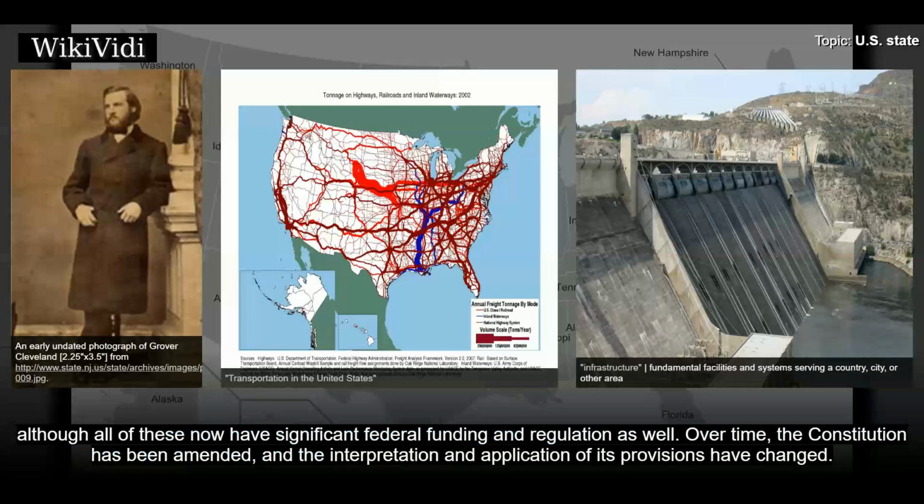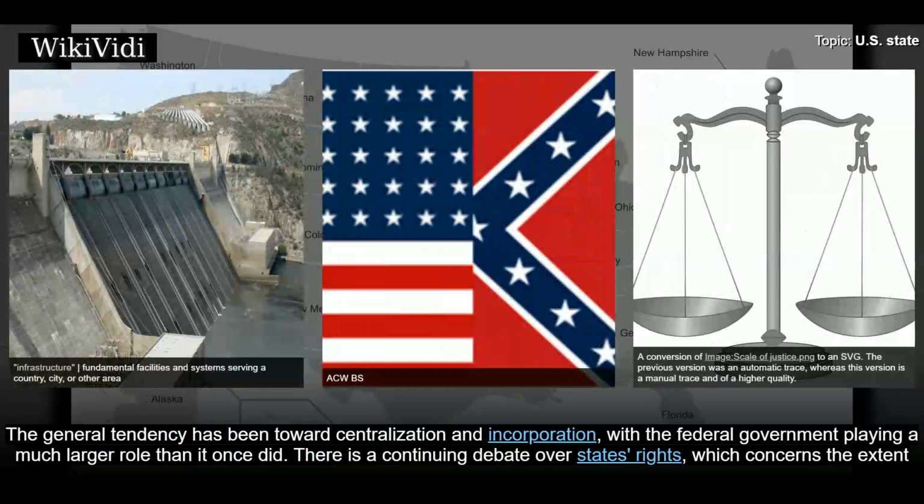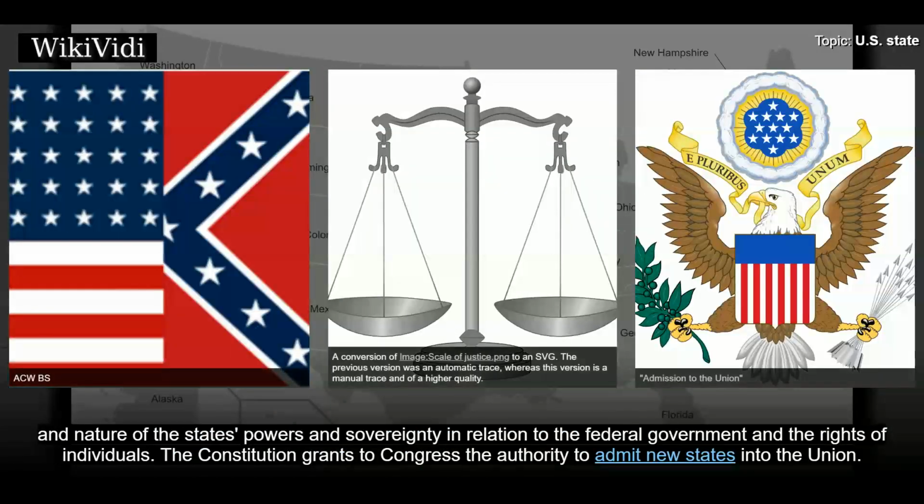Over time, the Constitution has been amended, and the interpretation and application of its provisions have changed. The general tendency has been towards centralization and incorporation, with the federal government playing a much larger role than it once did. There is a continuing debate over states' rights, which concerns the extent and nature of the state's powers and sovereignty in relation to the federal government and the rights of individuals.